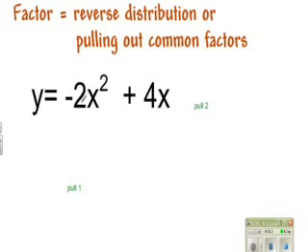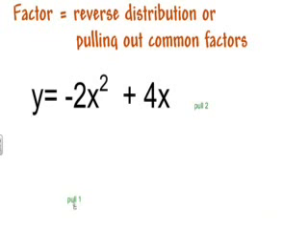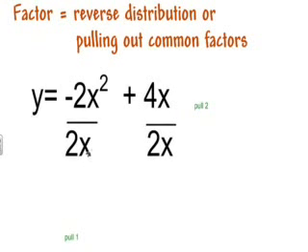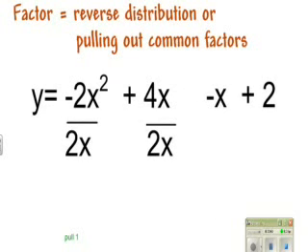Okay, let's look at these two terms. This has a factor of 2 and an x in it. This has two factors of 2 and an x. The greatest common factors are, well actually, there's a 2 and an x. 2 is a factor of this, and x is a factor of that. 2 is a factor of this, and x is a factor of that. So we could divide those out, and that would leave us with a negative x plus 2.